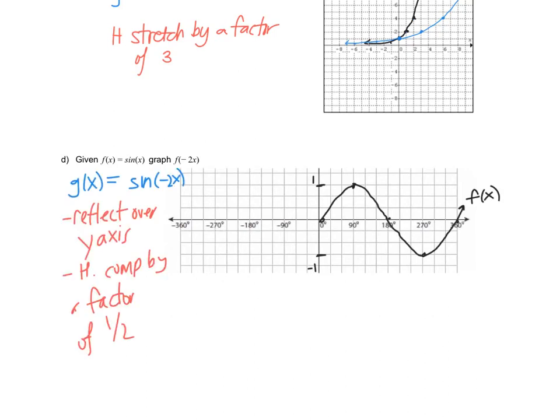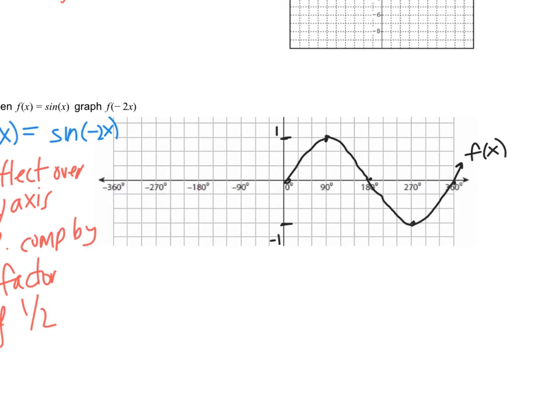Now, for your equation, you should have sine of negative 2x, which means you're reflecting over the y-axis and a horizontal compression by a factor of 1/2. Now, if you look at my grid here, I have drawn our typical sine function, but there's space on the left. So I'm actually going to continue this wave and see where it takes me.